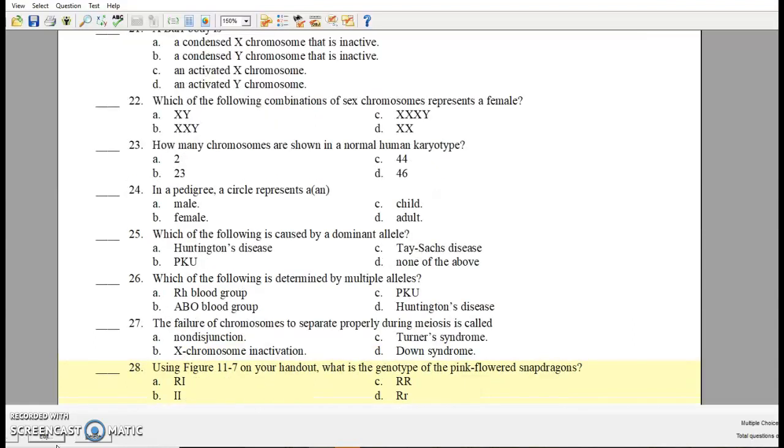And then the last ones, we will use the figures on the following page. I don't have those with me, so starting at 28, we will pick up in class. We will finish those as well as the back of the review.